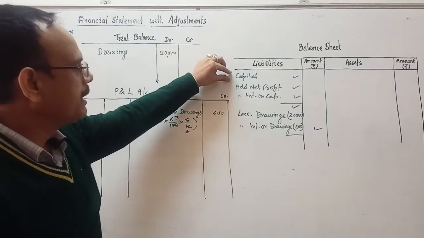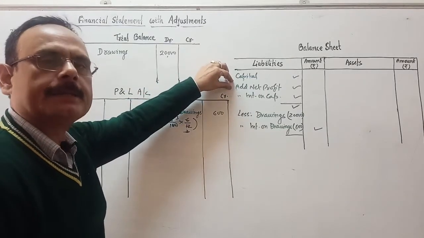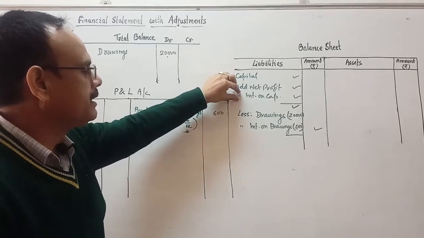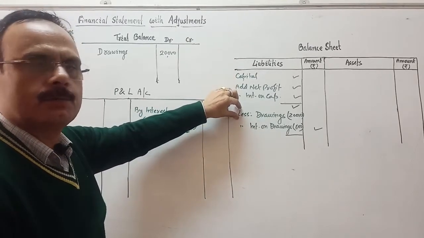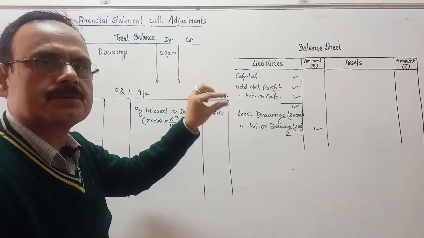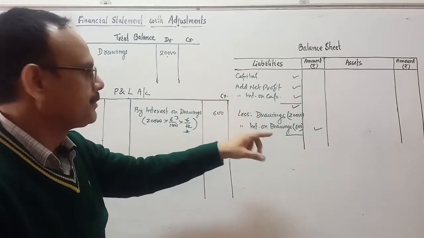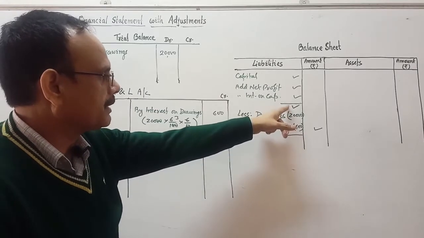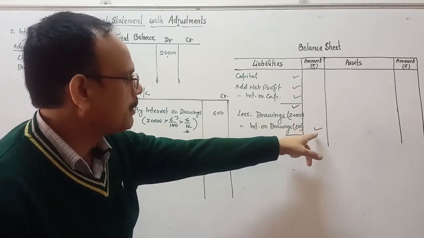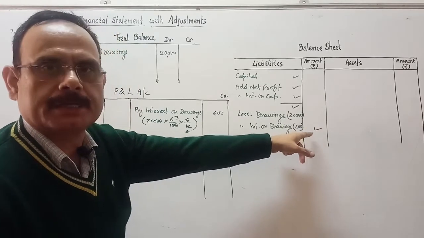So capital, add net profit, and if there is a net loss, then the net loss will be deducted. Add interest on capital, less drawings, which is given in the trial balance, less interest on drawing, which is given in the adjustment. So this will be deducted from this amount, and we will write the amount in the outer column. This amount will indicate the closing capital.